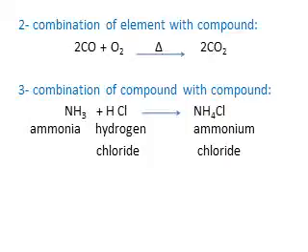The second type is combination of an element with a compound, like the combination of carbon monoxide with oxygen to get carbon dioxide. And the third type is the combination of a compound with another compound, like combination of ammonia with hydrogen chloride to get ammonium chloride.